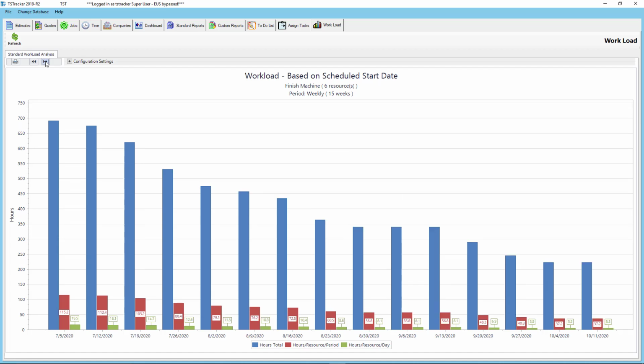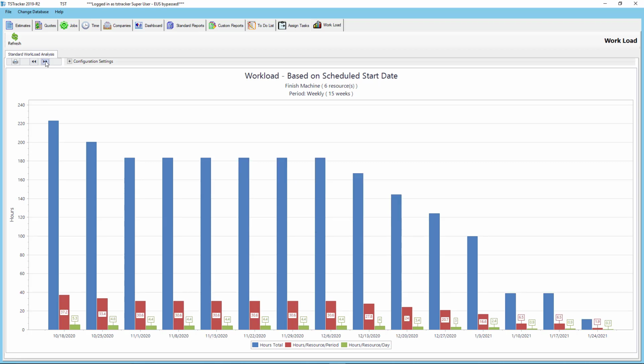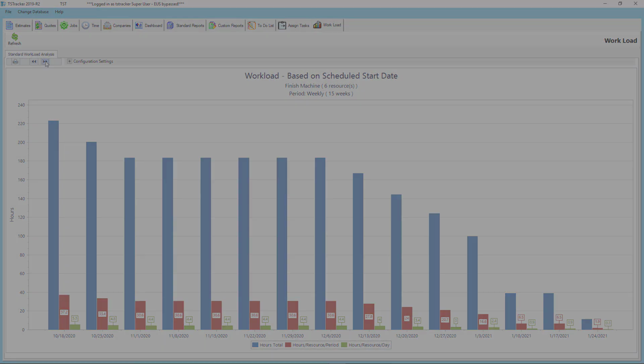TSTracker gives business owners the tools to make tactical decisions about planning workload to reduce the risk on individual people, maximize capacity, and increase profits.